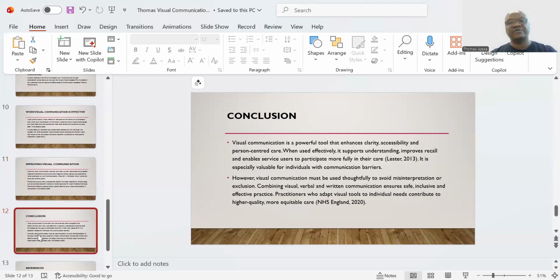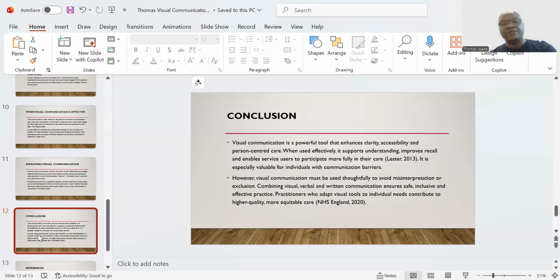In conclusion, visual communication is a powerful tool that enhances clarity, accessibility, and person-centred care when used effectively. It supports understanding, improves recall, and enables service users to participate more fully in their care. However, visual communication must be used thoughtfully to avoid misinterpretation or exclusion.